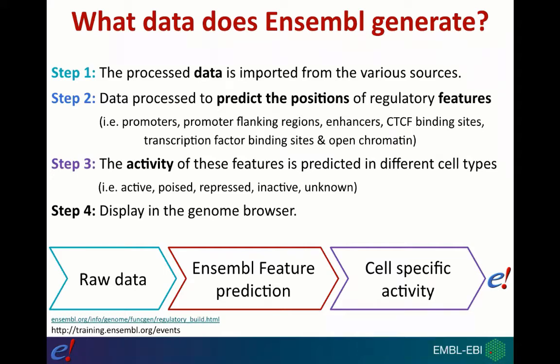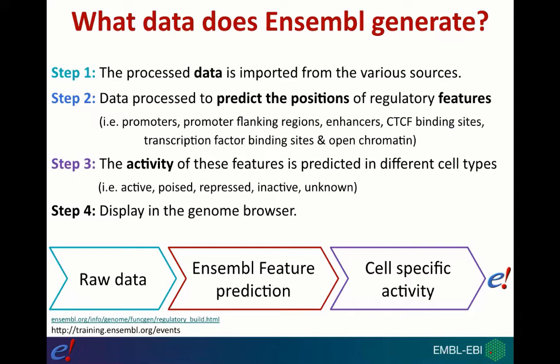So in step one, we take raw data from a number of different sources. These different collaborative projects have looked at a number of different cell types for human and mouse. And we take that raw data from these different experiments for the different cell types. Step two is to then process this raw data, align it to the genome to predict the positions of the regulatory features. And we assign the regulatory feature types such as promoters, promoter flanking regions, enhancers, CTCF binding sites, open chromatin regions, and transcription factor binding sites as well.